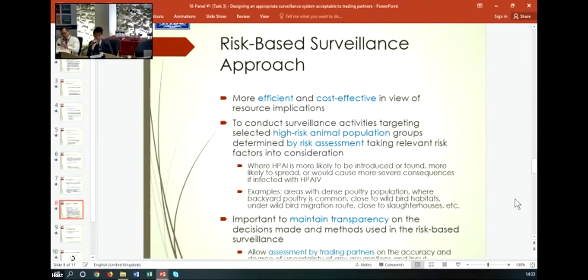And to facilitate trade with risk-based surveillance approach adopted, it is important to maintain transparency on the decisions made and methods used in the risk-based surveillance so as to allow assessments by trading partners on the accuracy and degree of uncertainty of any assumptions and input parameters used.